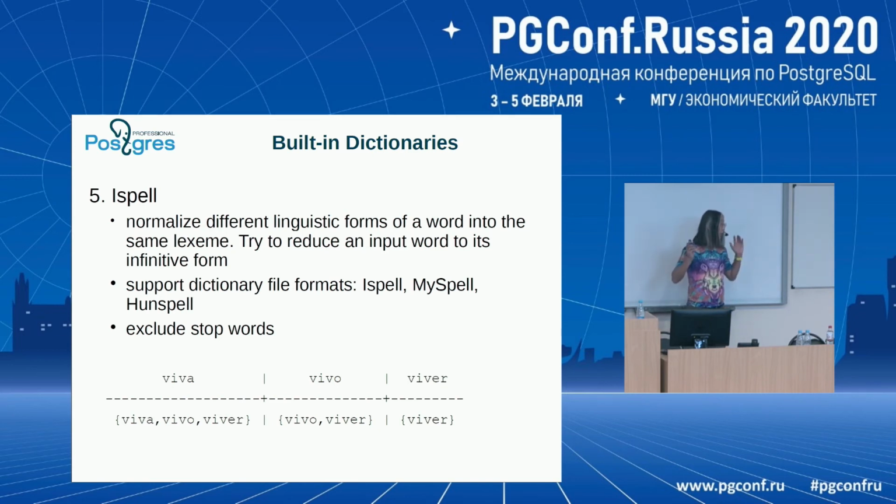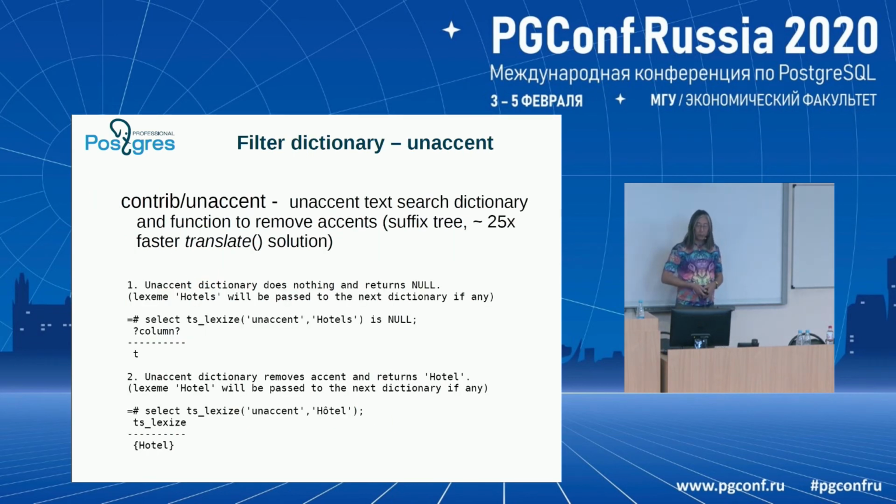iSpell is a widely known dictionary that is used in OpenOffice and LibreOffice. It's available for a lot of languages. You can use it for the Russian language. We are using it for morphology. For example, you say Putin, and then it will return Putina to you. It supports iSpell, MySpell, and other spell checkers.